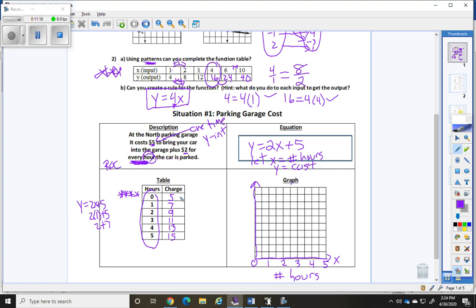But now I have to get up to a charge of 15. I can't go by ones, can I? 1, 2, 3, 4, 5, 6, 7, 8, 9, 10. No, it only goes to 10. So I could probably go by twos. 2, 4, 6, 8, 10, 12, 14, 16. That would fit. I could probably go by threes, but I might be getting too squishy. I am going to go by twos.